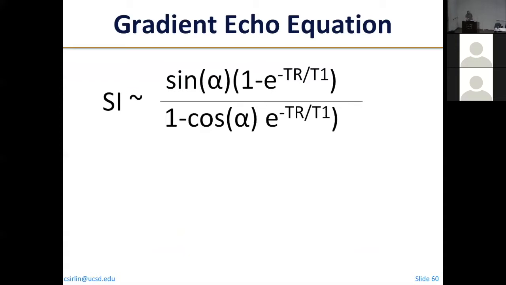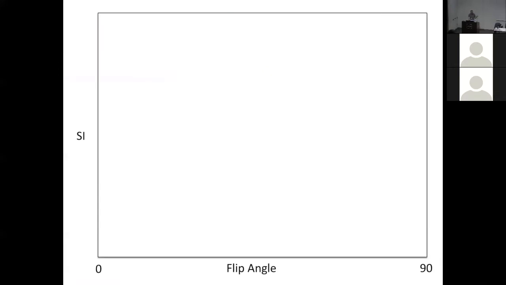So the signal intensity on a gradient echo image is a function of the flip angle. Here we have sine of flip angle, here we have cosine of flip angle. It's also a function of the repetition time and the T1. I don't want anyone here, except for a few of you, to memorize this equation, but I do want you to pay attention that this equation, which is the signal intensity we see on a gradient echo, has flip angle, has TR, and has T1 as important parameters. And now let's plug those parameters into Excel and create some curves.